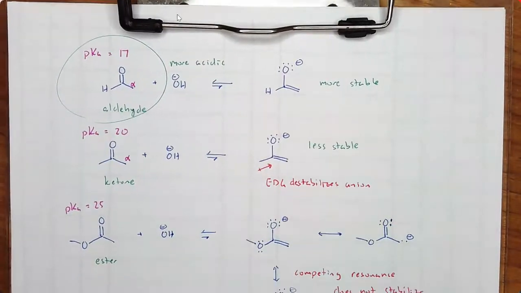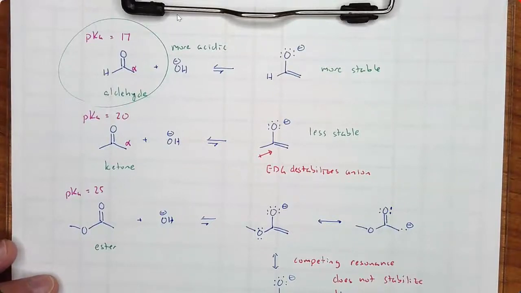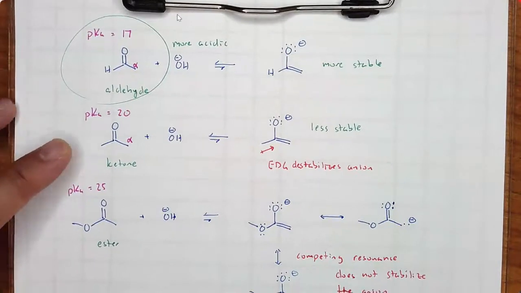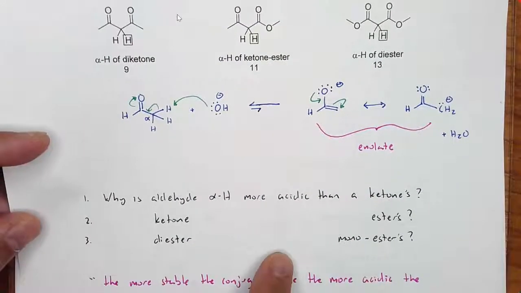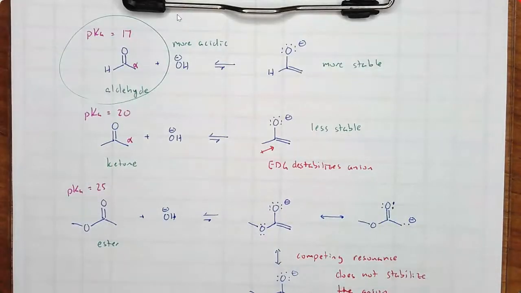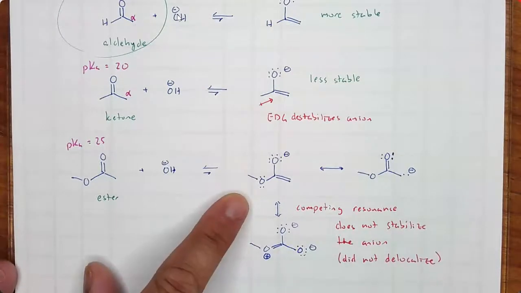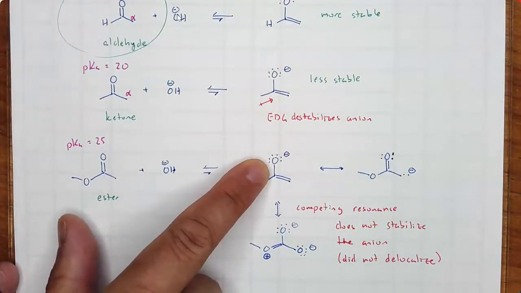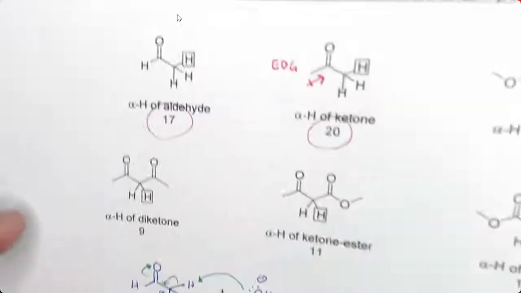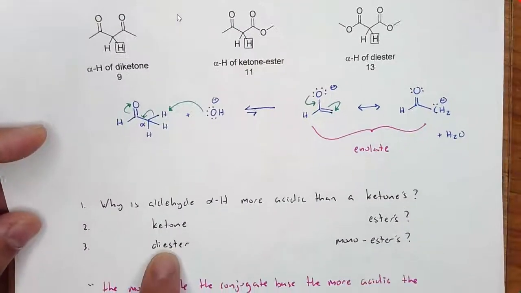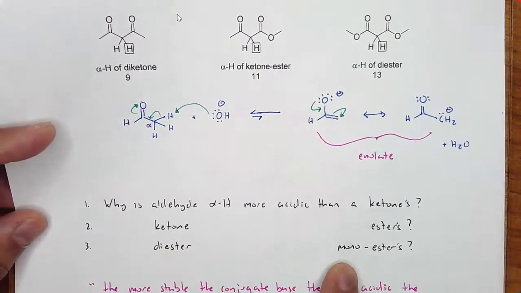To sum up, again, why is the ketone a little more acidic than the ester? Okay, question number 2. That's because an ester's conjugate base has a competing resonance that does nothing to help stabilize the anion that we initially make, the anion of the enolate. We have one more question to answer, which is, why is the diester more acidic than the monoester?